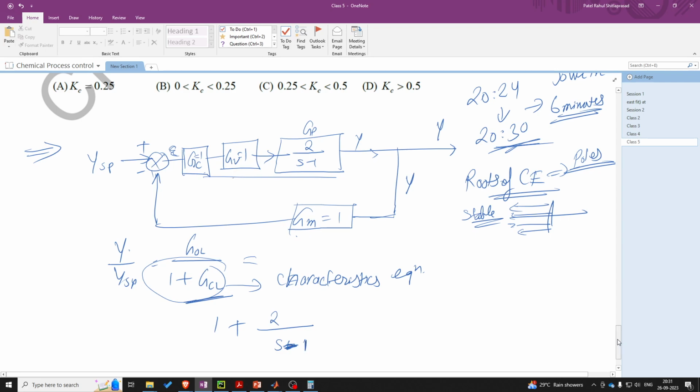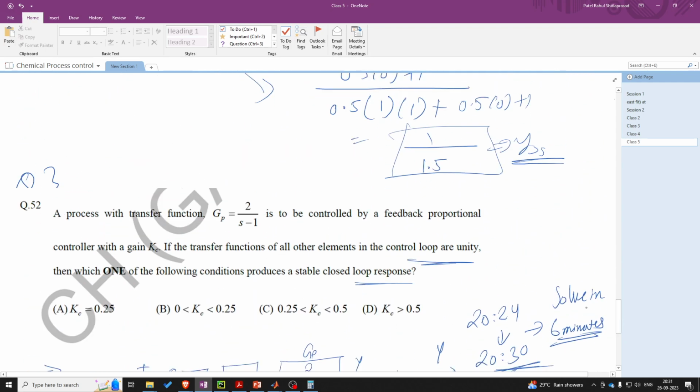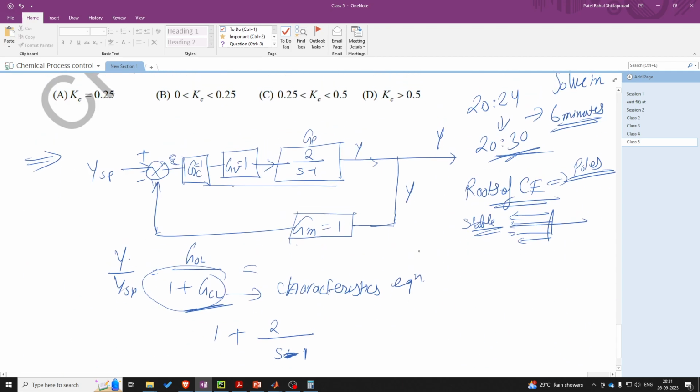But I think for the controller we are having a proportional controller with a gain of Kc. That is, over here we are having GC(S) equal to Kc. So that will become 2 Kc upon S minus 1. So this is my characteristic equation, and this should be equal to 0.